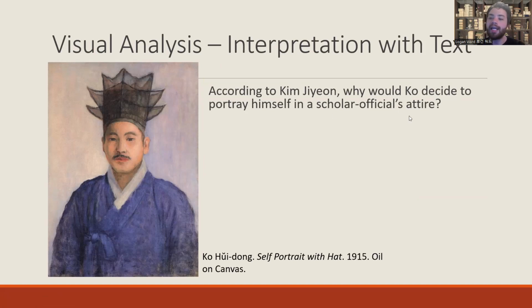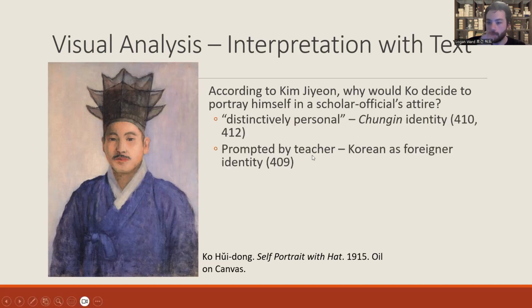Good. Yes. So Claire, his familial connection to power, right? He comes from this Jungin family, and he lost his status after annexation. So he wants to show that exactly. So it's personal in that way. And then, yeah, Kyle, very good. This is another one. At school, the teacher may have prompted him to paint himself as Korean because his teacher was very interested in that. Yeah, exactly.